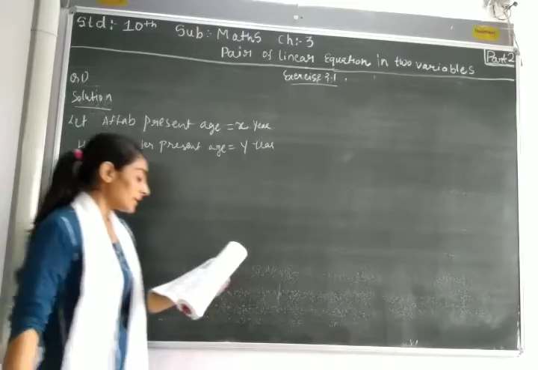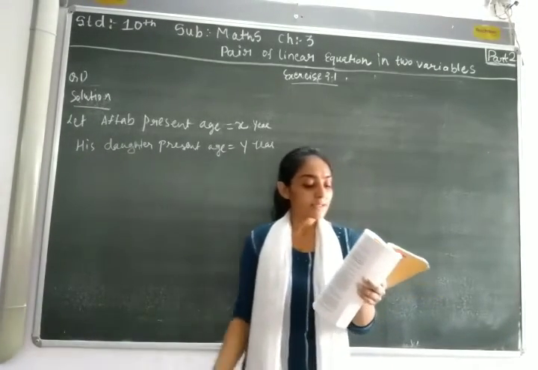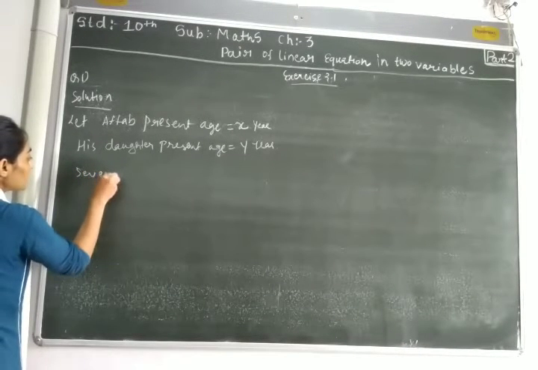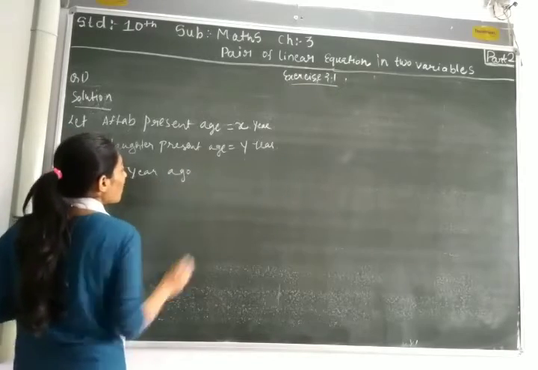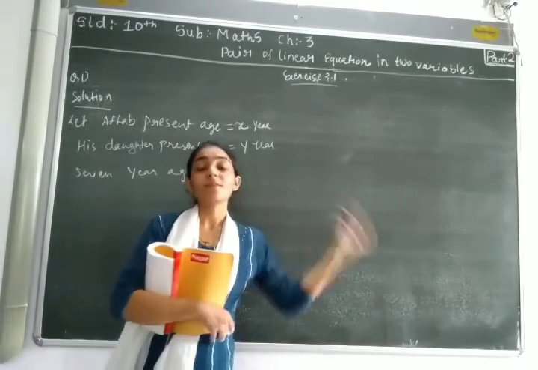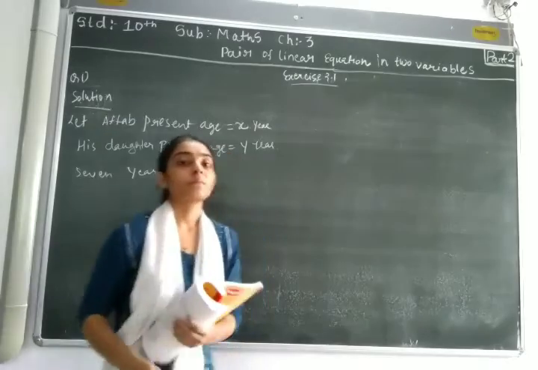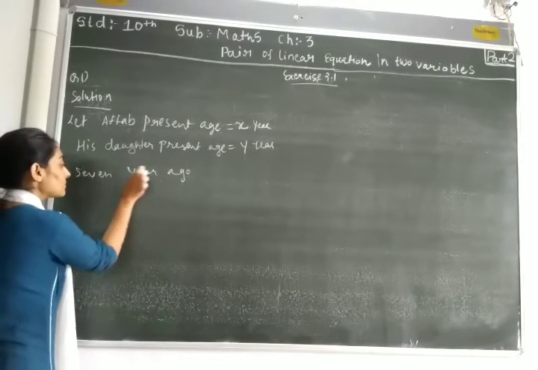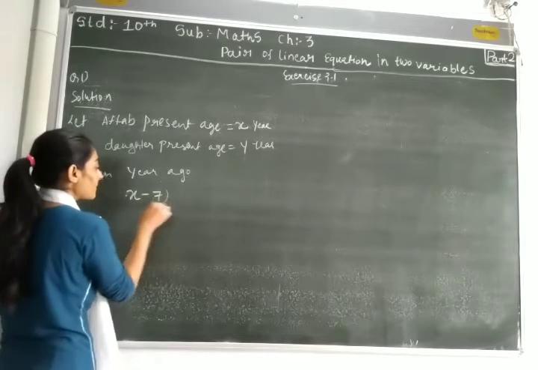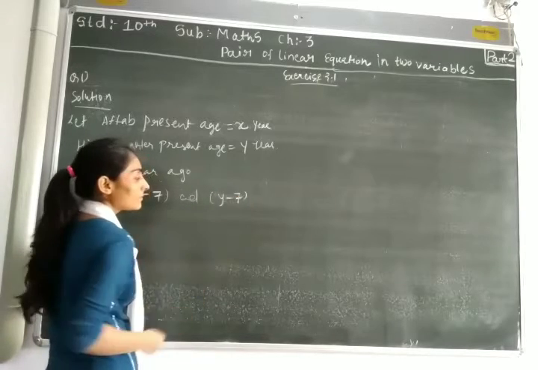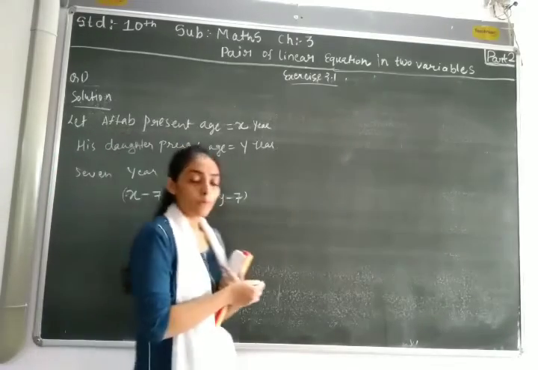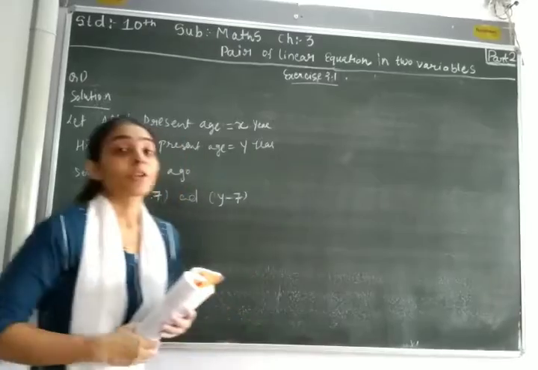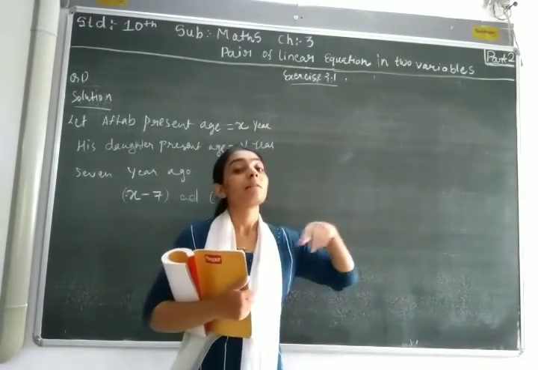Okay. So he told his daughter that 7 years ago, I was 7 times as old as you. 7 years ago means from the present age we have to subtract 7 years from both. So 7 years ago: x minus 7 and y minus 7. He tells his daughter that I was 7 times as old as you were then. So the father is 7 times older than his daughter.